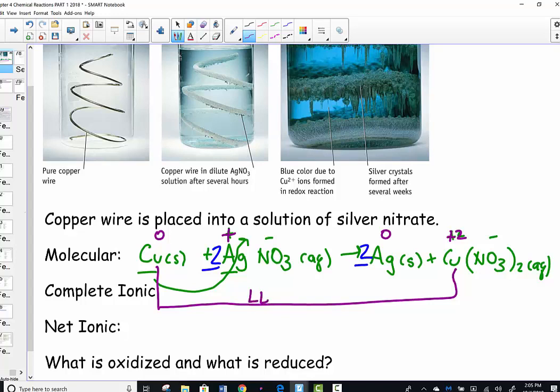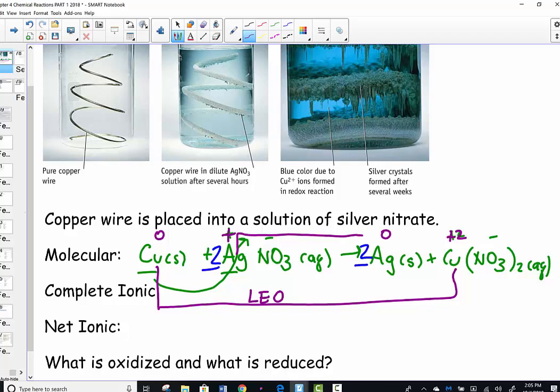Therefore, that's the oxidation half reaction. To lose electrons makes it become more positive. Copper is being oxidized, therefore it's called the reducing agent.